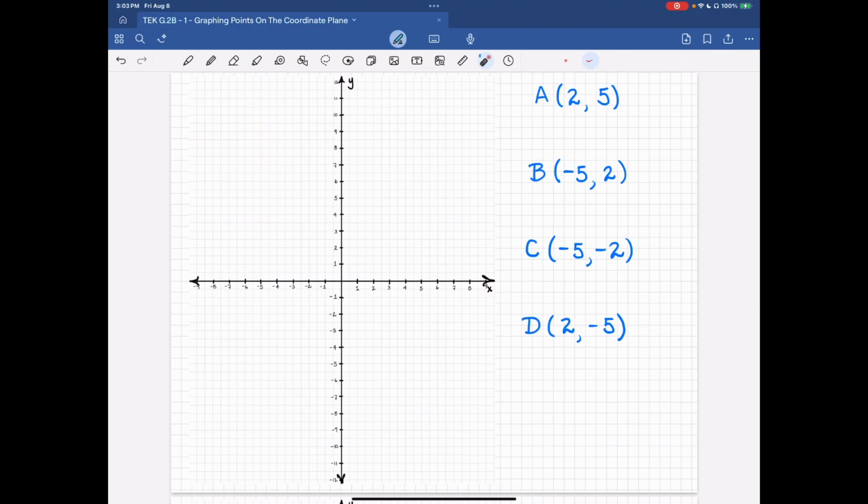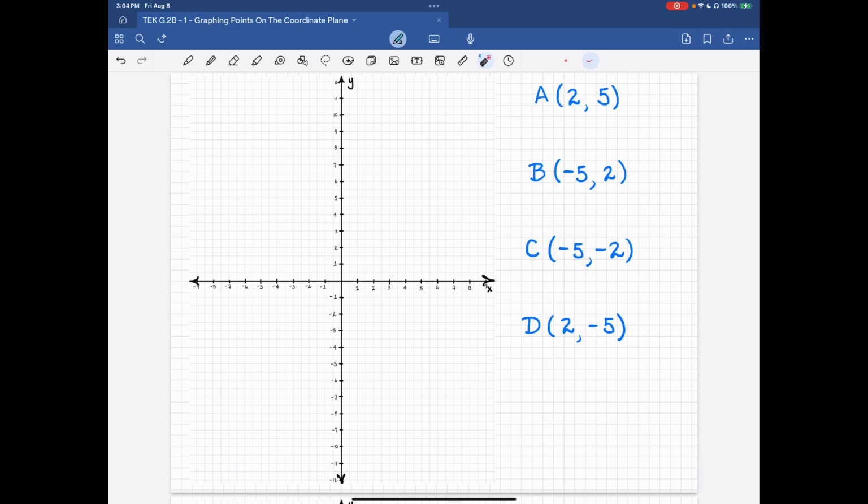We are now going to graph four separate points: point A, point B, point C, and point D. Notice that each point has a location, and that location is represented by two numbers. In point A, it's a 2 and a 5. This 2 is our x-coordinate. This 5 is our y-coordinate. What this means is that the first coordinate tells you where you go on the x-axis. The second number tells you where you go on the y-axis. So you're going to be moving left and right for the first number, and up and down for the second number.